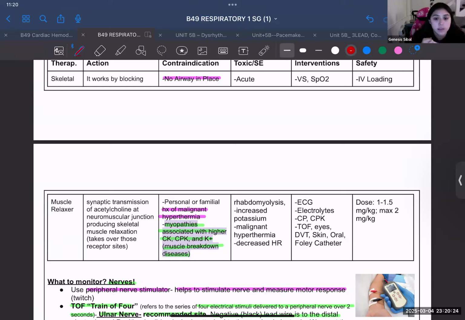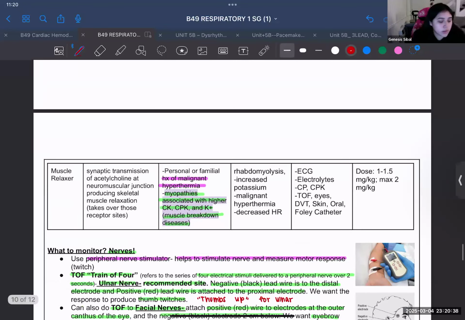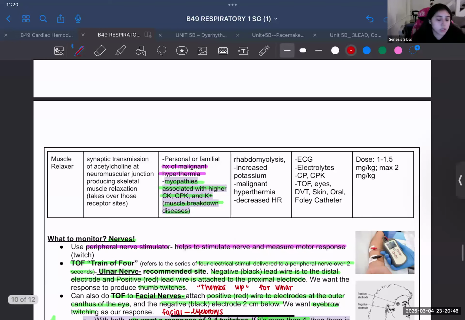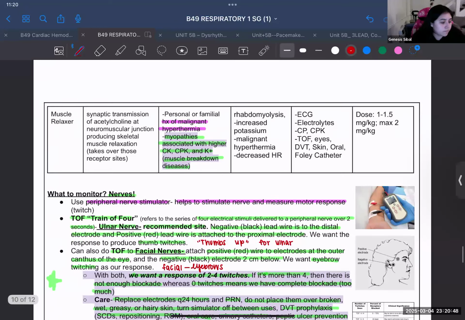Do they have a history of malignant hyperthermia? Because it has been known with this medication, and then myopathies associated with CK, CPK, and potassium. So basically, muscle breakdown diseases, right? Because they can cause disorders with that. So that's all you really have to know because it causes increased potassium, rhabdomyolysis, malignant hyperthermia. Those are the big things with that.